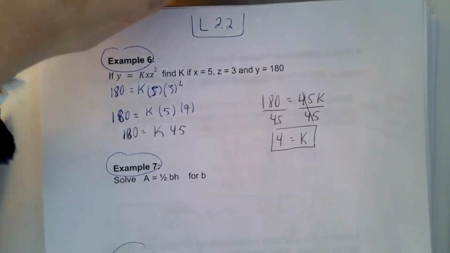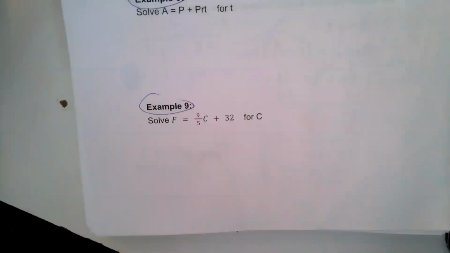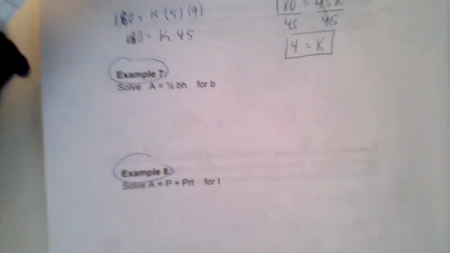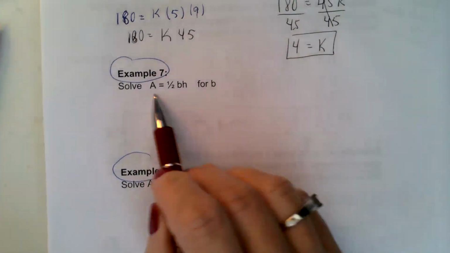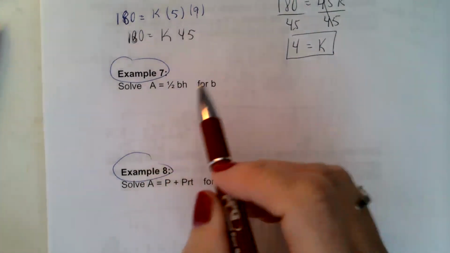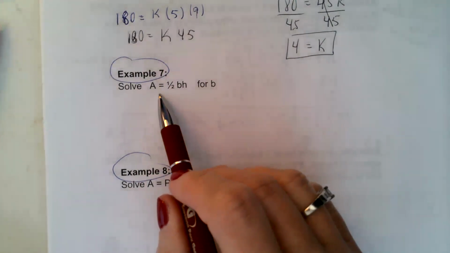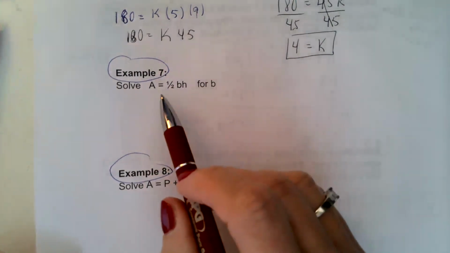So you may want to pause on the video and try these on your own, and then watch the video afterward to see if you got the correct solutions. We want to solve this formula here for B. This formula here is actually the area of a triangle.